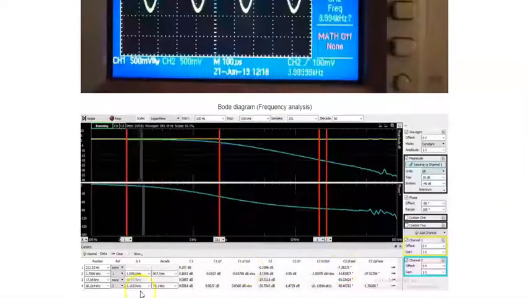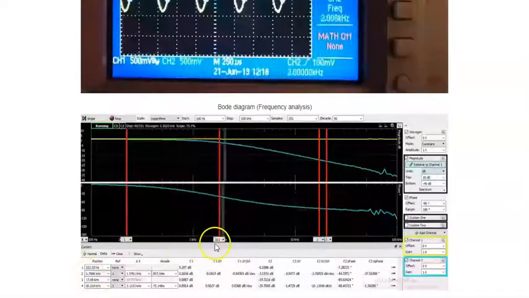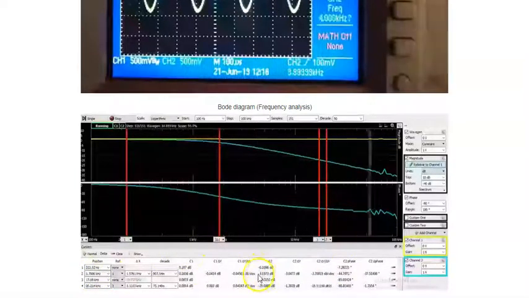Cursor 2 delta 1 is placed at -3.05 decibels and the corresponding frequency is 1.7986 kHz. And the phase is -44.79 degree. Usually ideal values will be 1.59 kHz and -45 degree. This corresponds to cut-off frequency and phase at cut-off frequency.